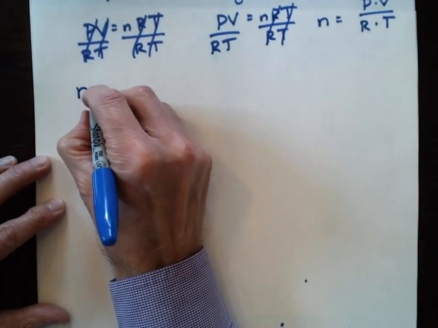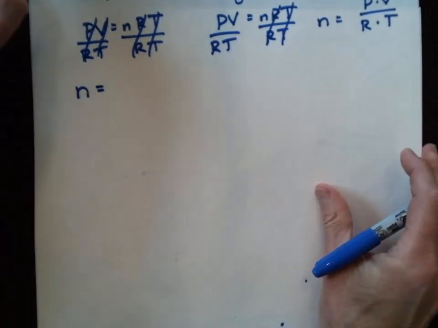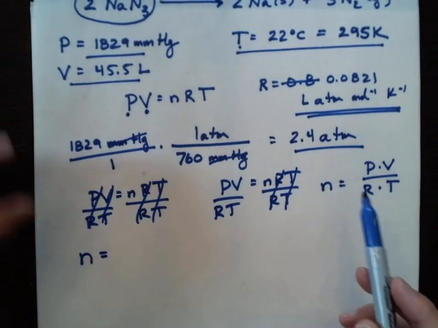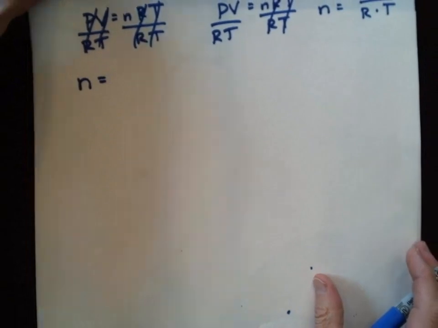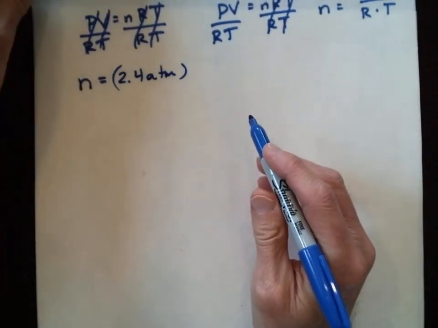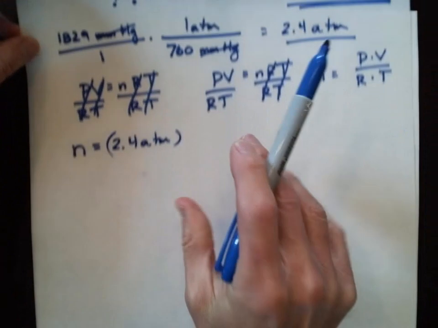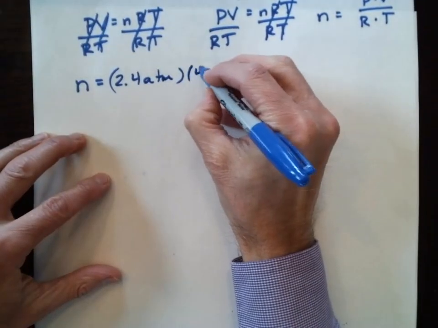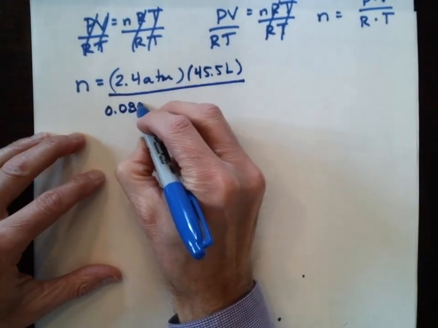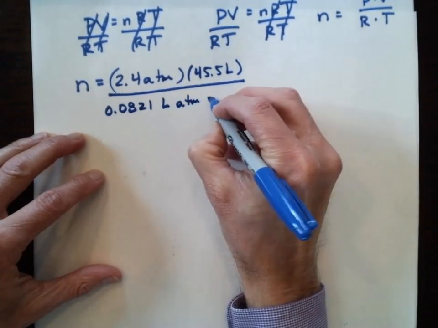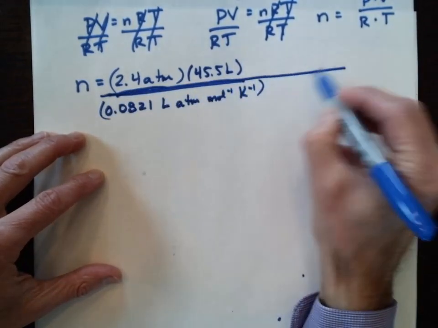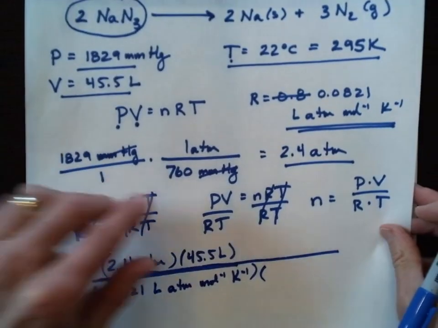So let's just throw everything in here and see what we get. So my moles should be the pressure, which you might remember is 2.4 atmospheres. So let's pop that in. The volume, that's got to be 45.5 liters. So we'll pop that in here. We're going to divide that by the gas constant, 0.0821 liter atmosphere for every mole for every Kelvin. And we're also going to need to divide by the Kelvin temperature, which we showed previously to be 295.